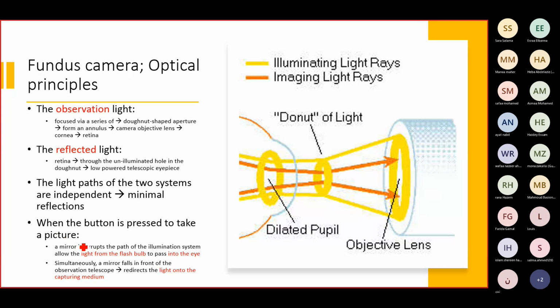So when the button is pressed, the mirror will interrupt the path of the illumination system and allow the light from the flash bulb to pass inside the eye, and simultaneously a mirror will fall in front of the observation telescope and reflect the light to the capturing medium or to the camera.